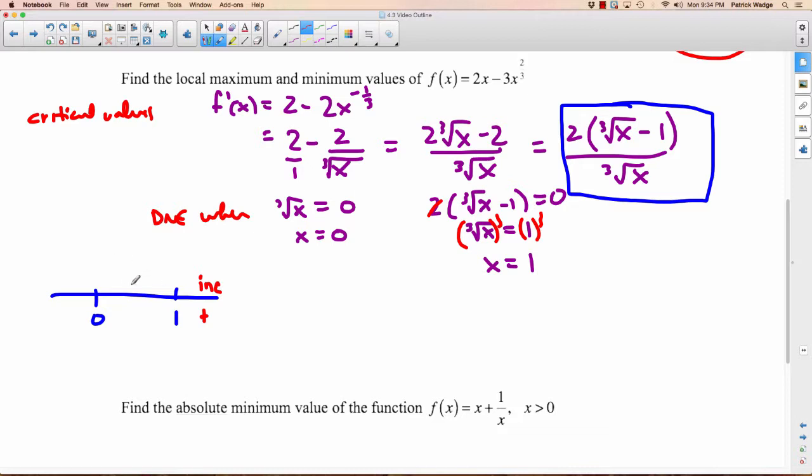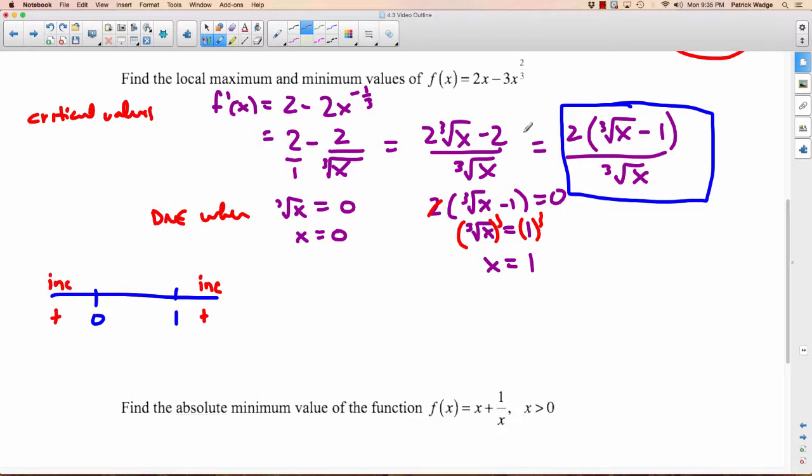Okay, let's go down here next, because this is going to be a bit ugly. Let's pick negative 8. Actually, let's put negative 1. You can take the cube root of negative 1. So on the top, the cube root of negative 1 is negative 1. Take away 1 is negative 2. And negative 2 times 2 is negative 4. So it's negative on top. On the bottom, cube root of negative 1 is negative 1. Negative divided by negative is positive. So this is also going to be increasing.